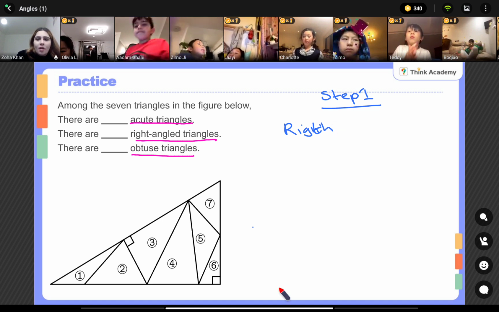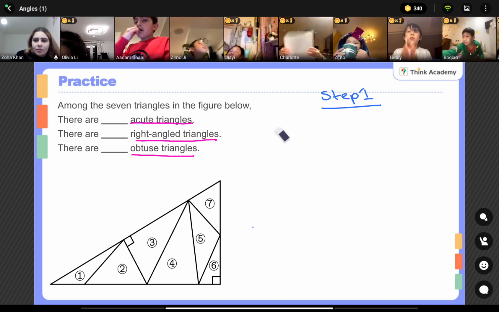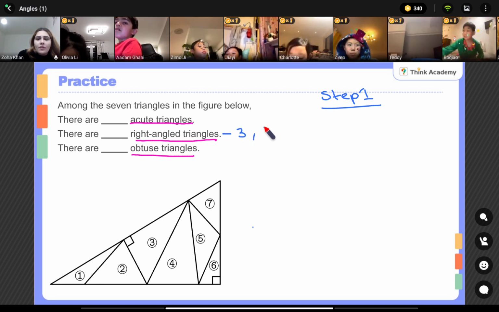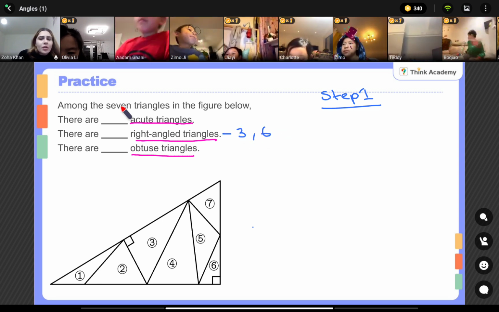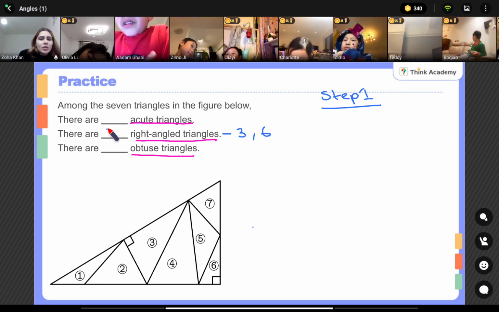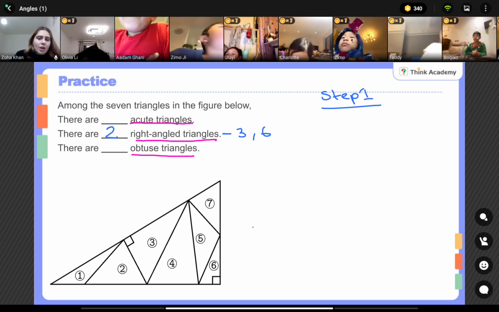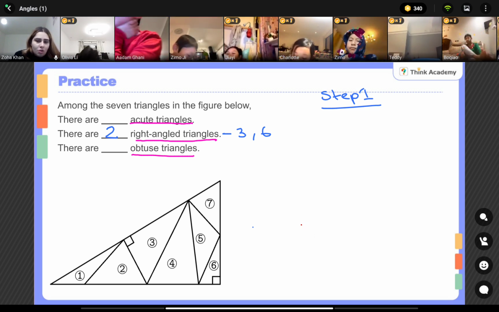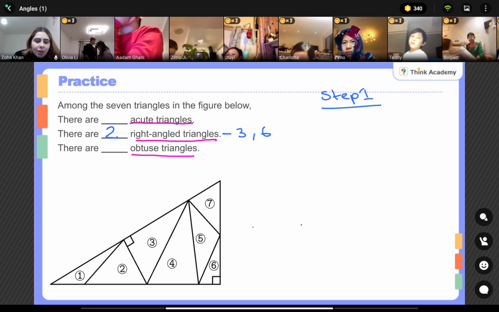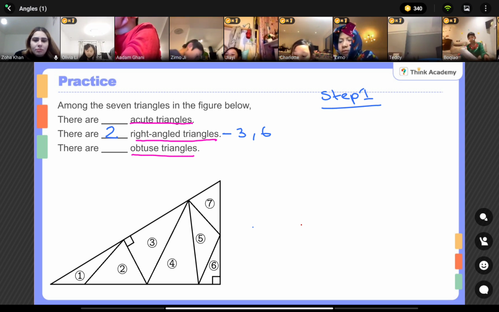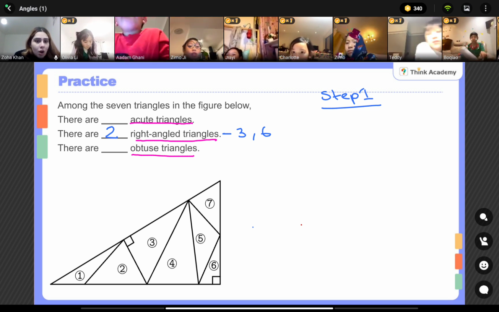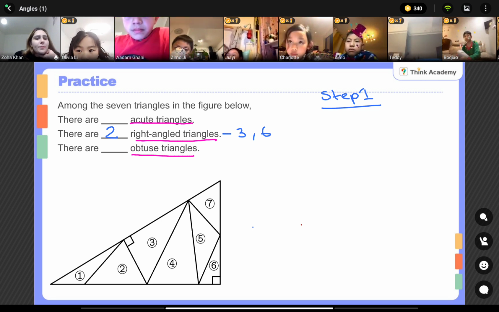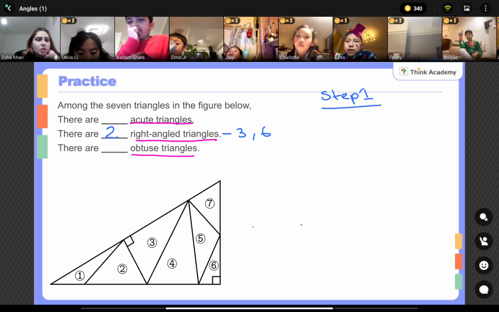Okay, so let me write this out. So we know 3 and 6 are right angle triangles. So how many right angle triangles are there, Alex? There's 2. Good, amazing. So we know 3 and 6 are the right angle triangles. Now let's look at the acute triangles, okay? So everyone, we have to make sure that we are really looking at the triangles, okay? If we focus, which is the first triangle that's acute? What's one of the triangles that's an acute triangle?